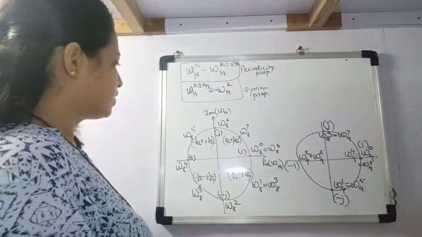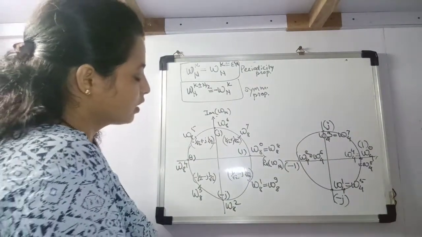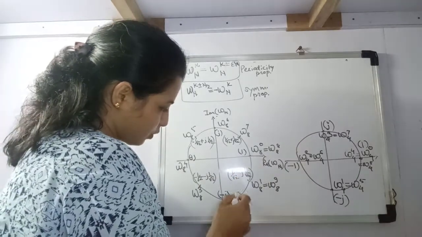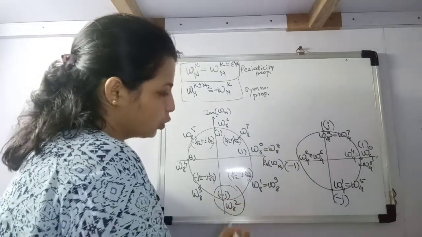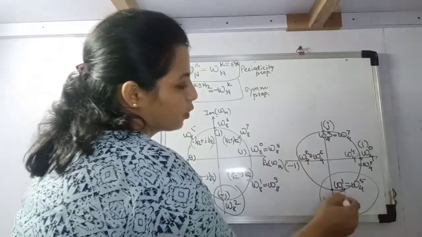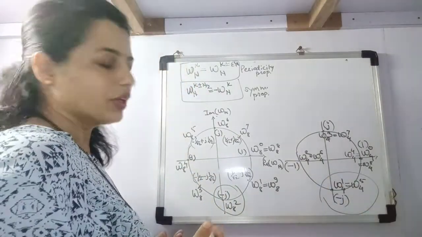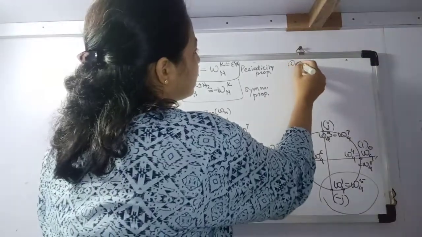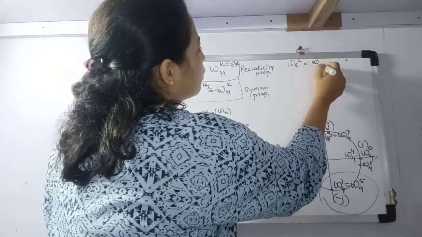Now again you can observe here, you can compare this point. Omega 8^2 is equal to omega 4^1. Omega 8^2 is equal to omega 4^1.